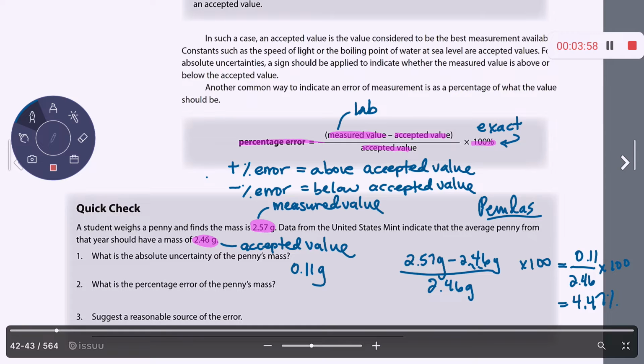Okay, are we good with this? Yes? A reasonable source of error here would be, well, one thing is we use two different scales, so they're going to have different rounding. Okay, so that's something that would be a reasonable source of error. All right, can we go to the next page?